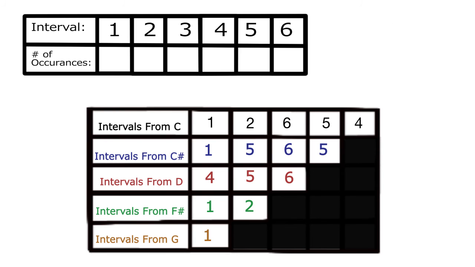Now, let's count the number of times the number 1, or interval of a half step, appears in our original table. Alright, we have 4 ones. Now it's important to remember that 1 is actually an interval, a half step. Since we have 4 half steps, put 4 in the corresponding box on the new table.